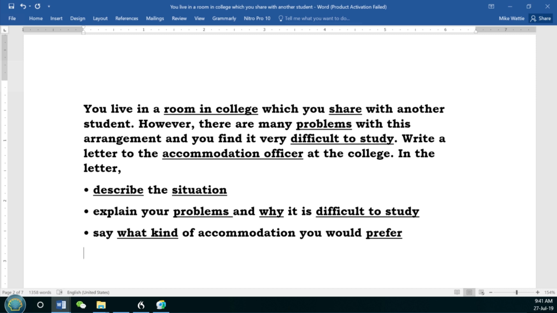Okay, then we get to the bullet points. Now, the golden rule is to respond to each of these bullet points in their own paragraph. Okay, you don't want to stuff two responses into the same paragraph.